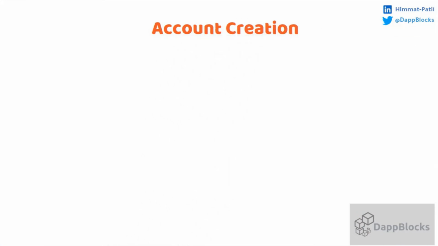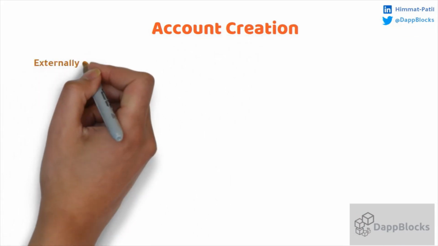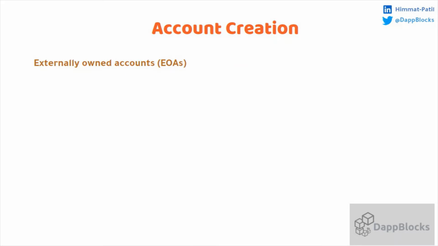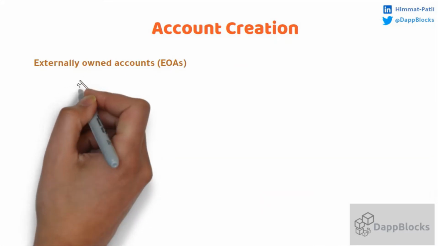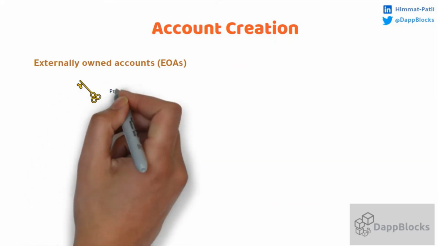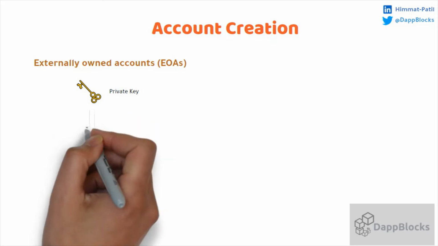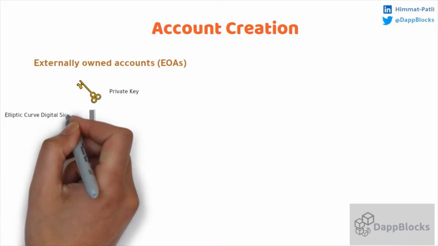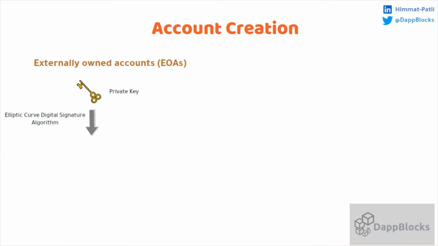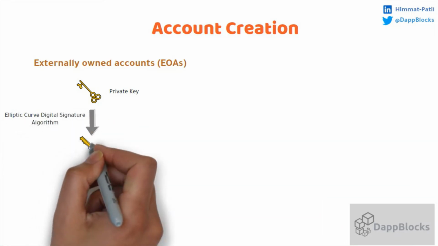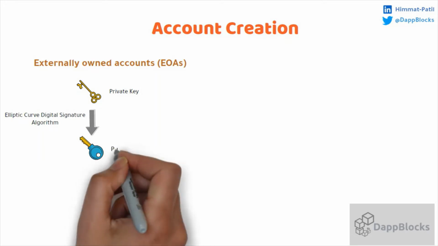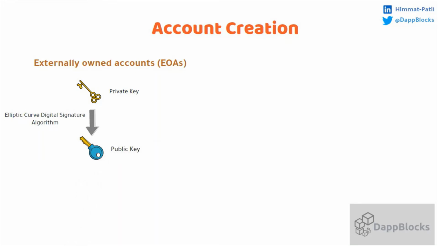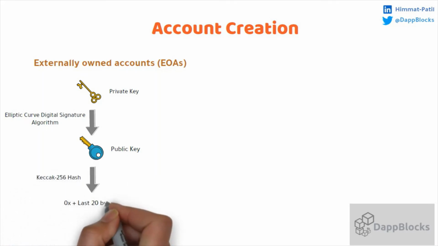Now let's understand account creation. For externally owned accounts, when a user wants to create an account, most applications generate a random private key. Then the public key is generated from the private key using the elliptic curve digital signature algorithm, that is ECDSA. The public address of an account is created by using 20 bytes of the Keccak-256 hash of the public key and adding 0x at the beginning.